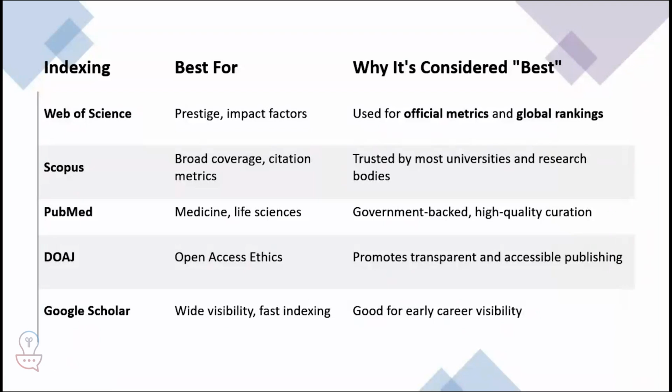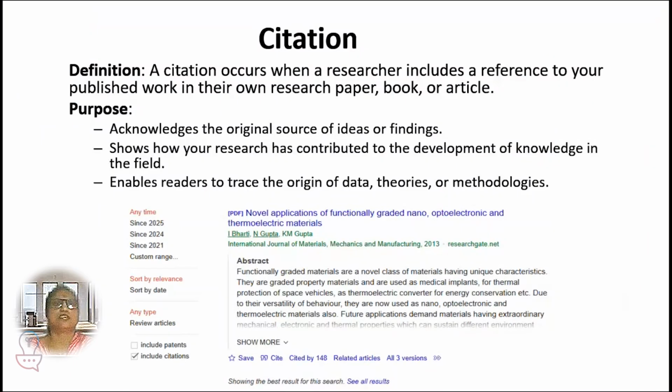The next terminology, most important terminology, is citation. A citation occurs when a researcher includes a reference to your published work in their own research work, book or article. Meaning you've already published some research paper, and if another researcher is referring to your research, then definitely it's a very good thing. The purpose of citation is to acknowledge the original source of ideas or findings. Whenever you are starting your research and you are using a source of ideas in a research paper, then you should cite that.